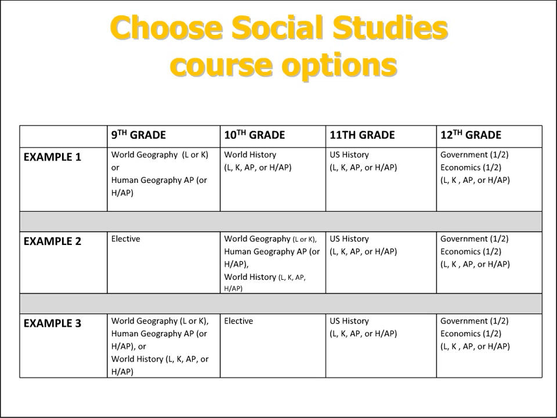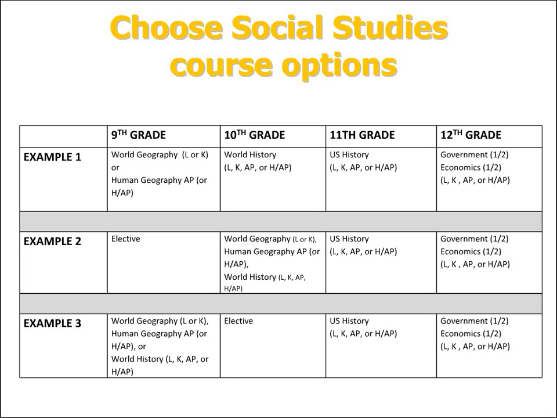The third example is for students who want to go ahead and start with their social studies credits as a 9th grader and kind of get that first one out of the way. So you would take either World Geography on level or K level, Human Geography AP, or Horizons AP, or World History on level, K level, AP, or Horizons AP as a freshman. And then during your 10th grade year, you'd get an additional elective. And then the 11th and 12th grades, you take your U.S. History and Government and Economics in on level, K level, AP, or Horizons AP.